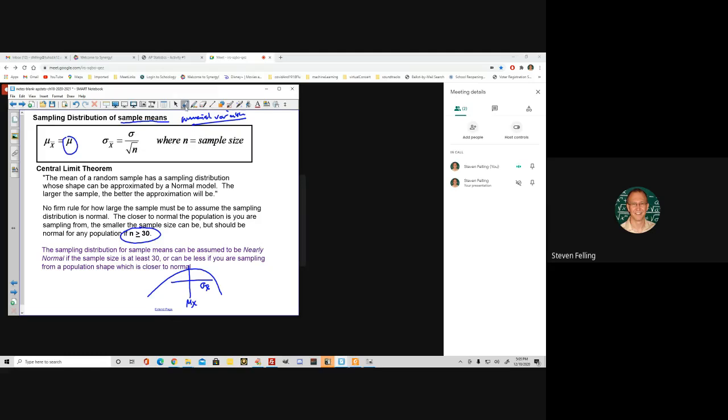But here's the interesting thing, right? This is required for all populations or any population. In other words, this guarantees that the shape will be normal no matter how crazy it is. If you're sampling from a population shape that's closer to normal, then you don't have to have this rule. Let me show you that on the app so you can see what I mean.